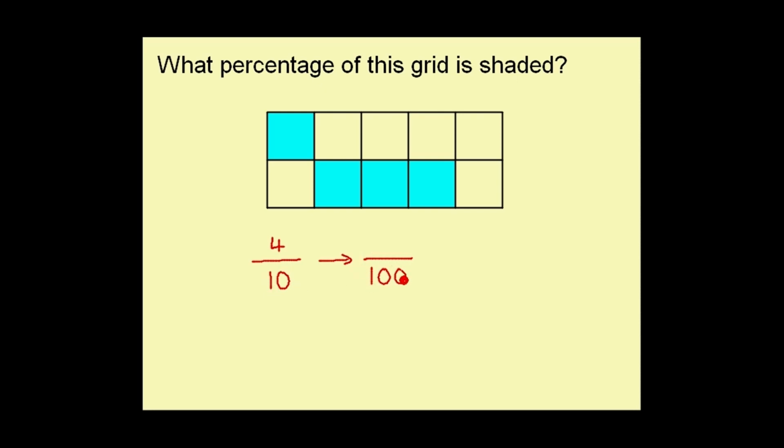How do I get from 10 to 100? Well, I multiply by 10. So I'm going to do the same thing to the top, multiply by 10. 4 times 10 is 40. So this is 40 per 100, which is 40%.